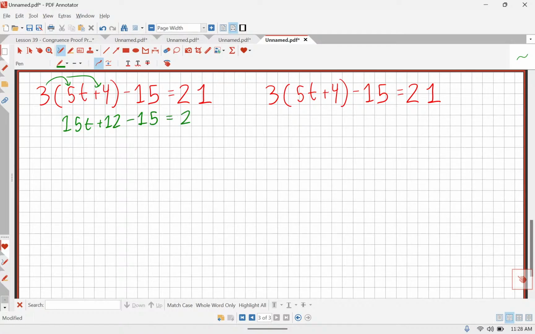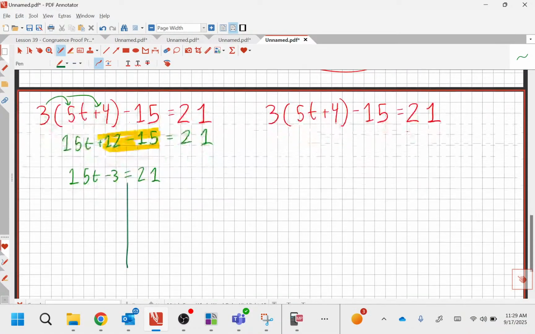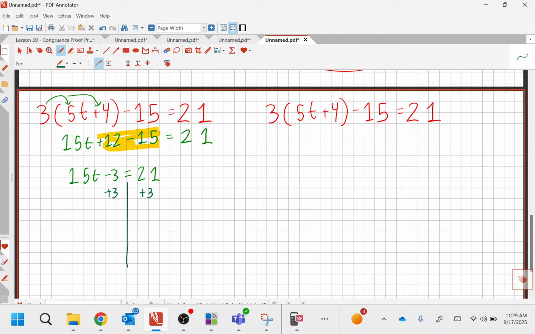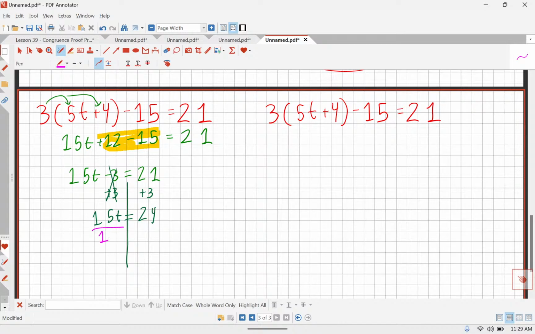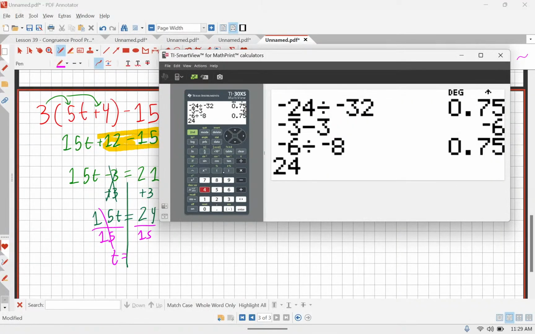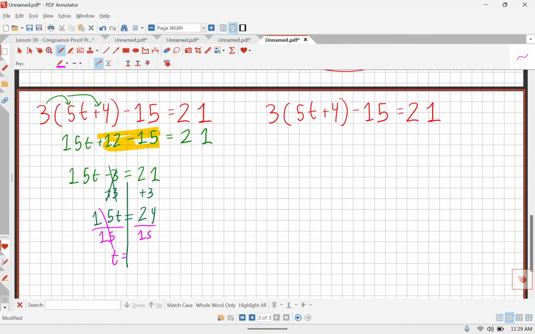And the rest just drops down. Love it. Now what? Good. We simplified that part. So 15t minus 3 equals 21. Perfect. Because now it's a two-step equation, and we're really good at those. 15t equals 24. And lastly? And t equals, let's see here, 24 divided by 15, 1.6.